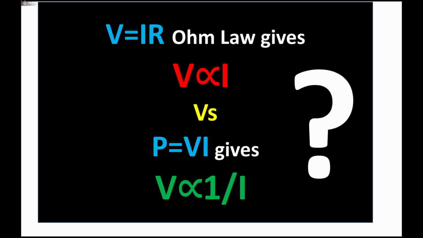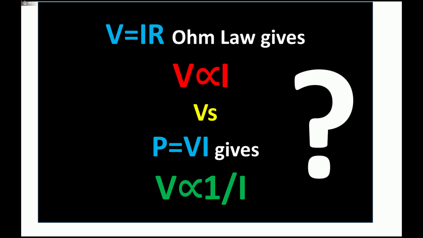One is Ohm's law, which states that V is equal to IR. This means that voltage is directly proportional to the current, while the other formula, the power formula, states that P is equal to VI, which means that power is directly proportional to the product of voltage and current. This means that voltage is inversely proportional to current.